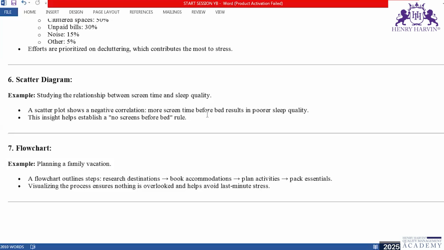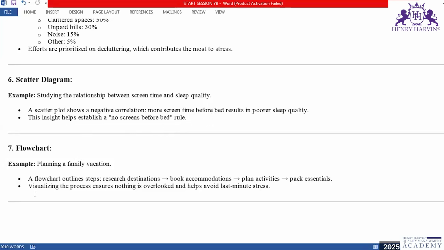So this insight helps establish a no screen before bed rule. Wow, that would be too tough, man. Yeah, but it's okay, we have to, because we have to achieve something. To achieve, we have to focus on this: that we have no screen time before bed.